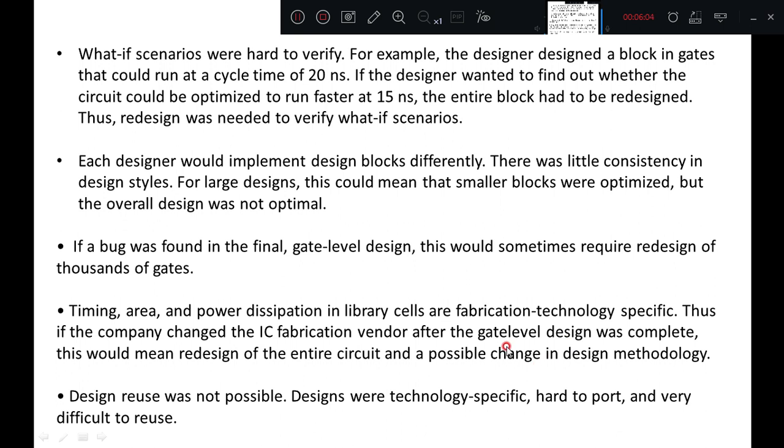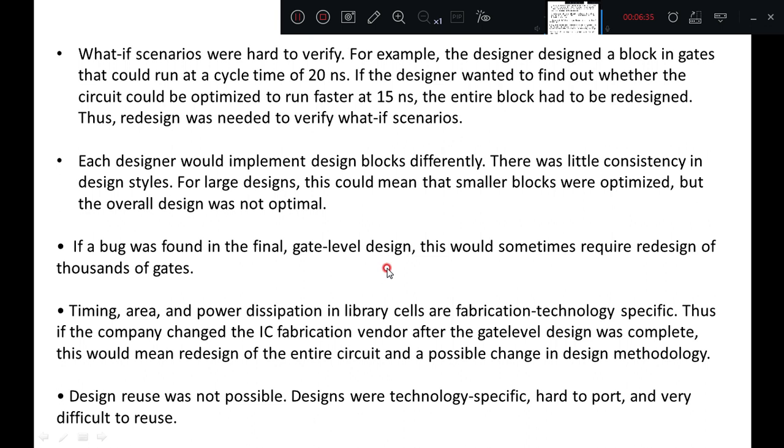Timing, area and power dissipation in the library cells are fabrication technology specific. Thus, if the company changed the IC fabrication vendor after the gate level design was complete, this would mean a redesign of the entire circuit and a possible change in the design methodology. Design reuse was not possible. Designs were technology specific, hard to port and very difficult to reuse. This is with respect to the manual conversion into gates, which was done earlier.